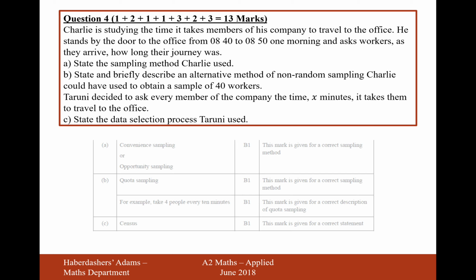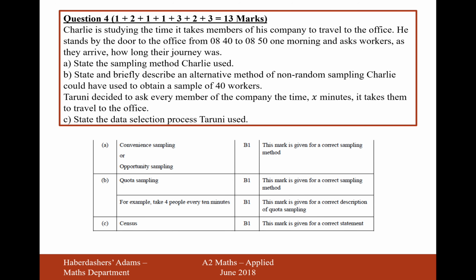Well, let's have a look at what the mark scheme's got. It's got convenience sampling or opportunity sampling. Charlie's taken the opportunity between 8:40 and 8:50, at his convenience, to sample all the people who come through the door at that time. Moving on to part B. Either of these two answers would be fine. You just have to put one of them.